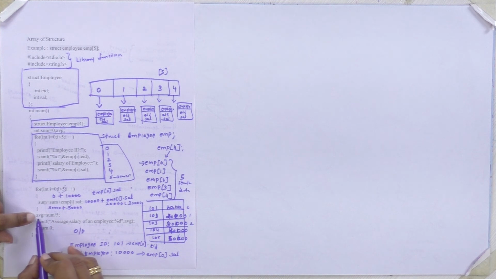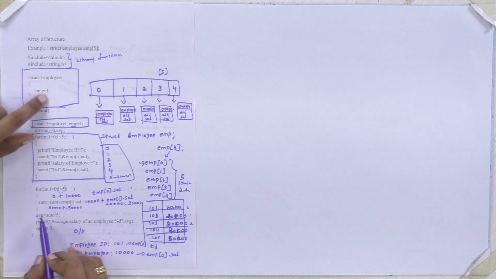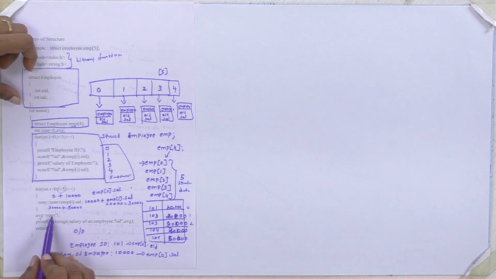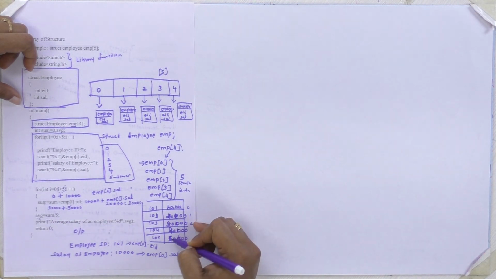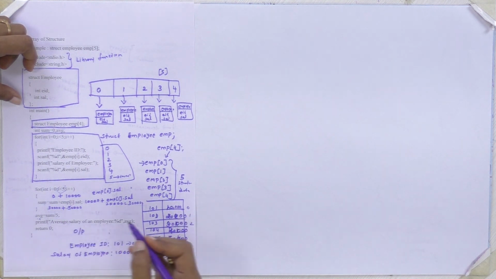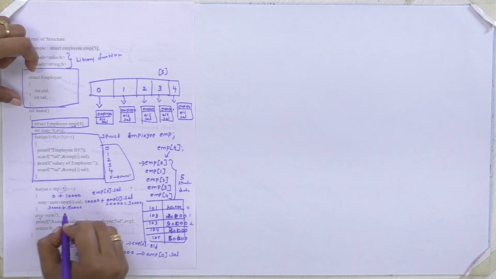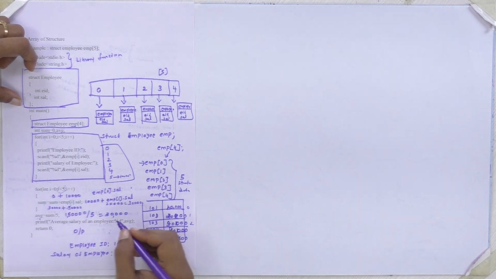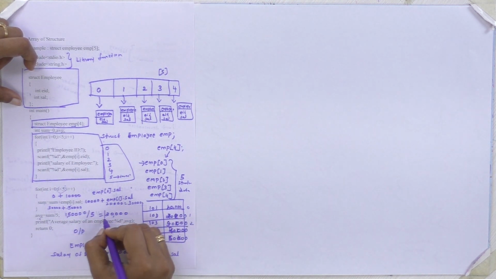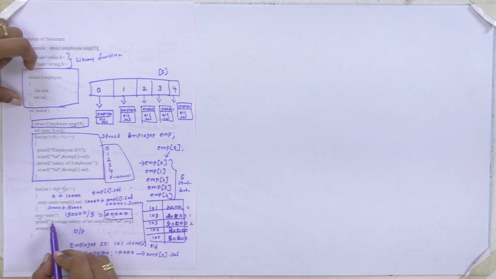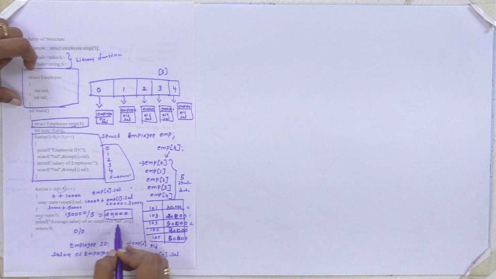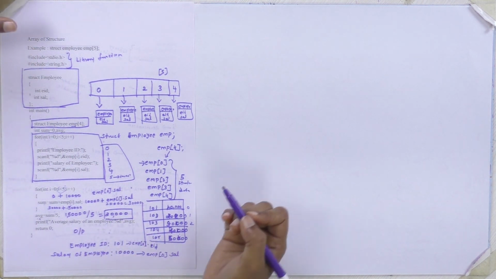Then it will compute the average, AVG. Average is the variable: AVG equal to sum of all salaries divided by 5. Here our total salary will be 1,50,000 divided by 5. The answer, the average salary, will be 30,000. So it will print the average employee salary as 30,000.